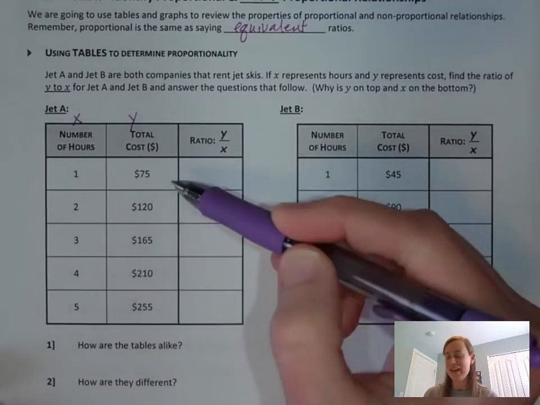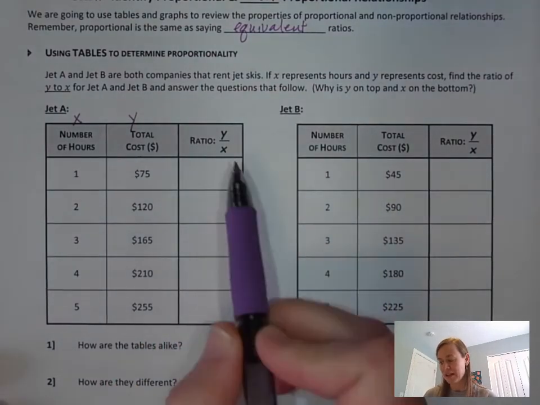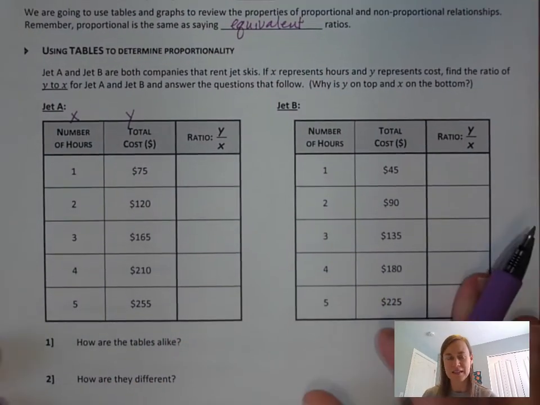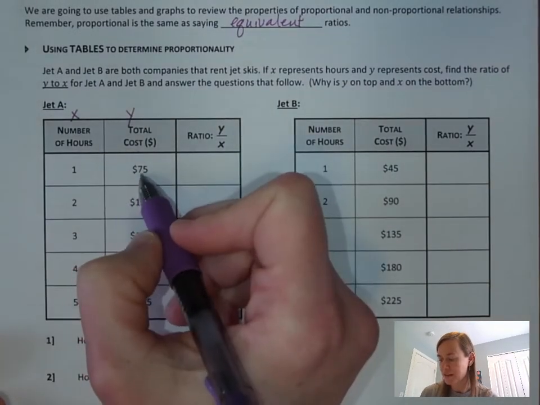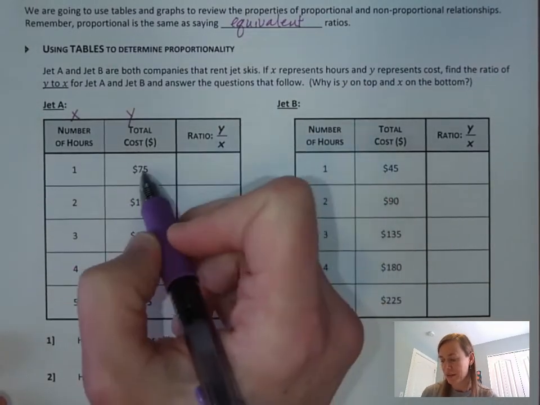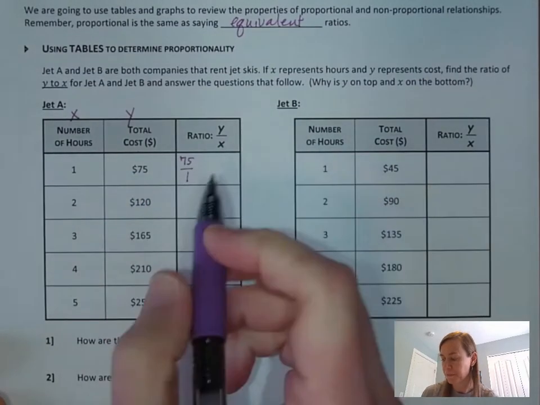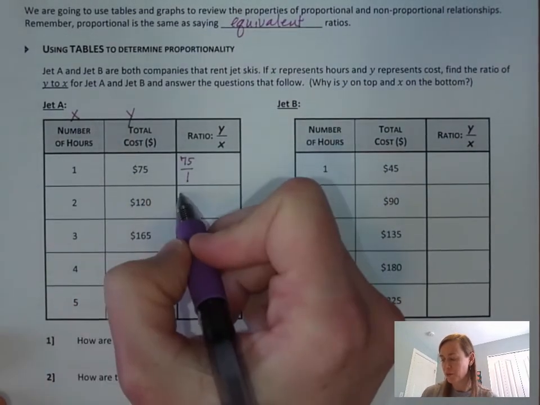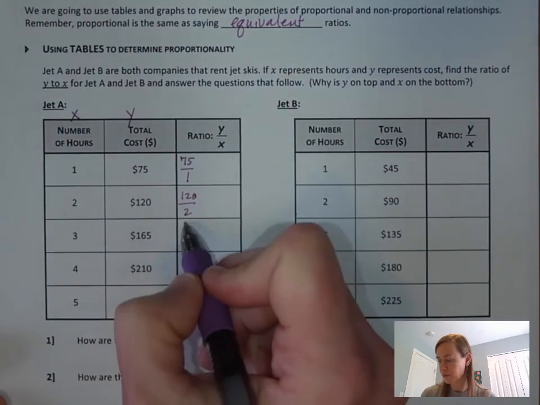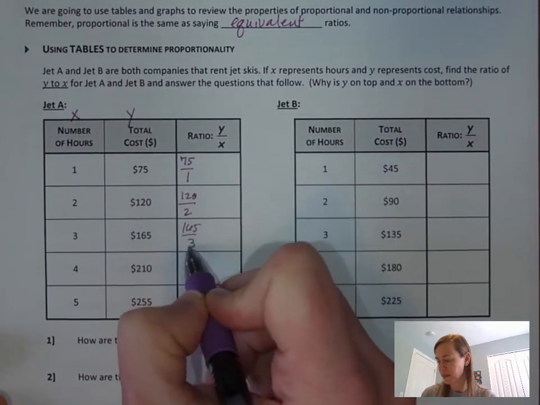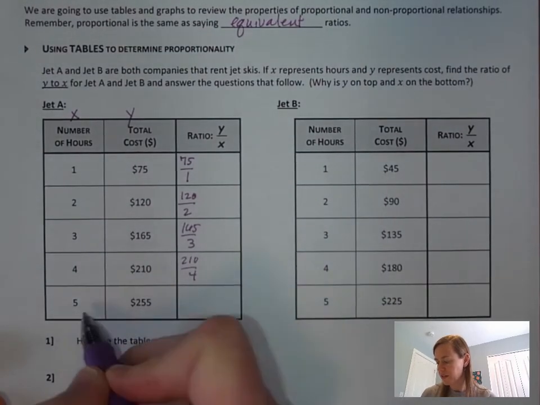Okay, so let's go ahead and fill out the ratio. I want you to write these ratios over here toward the left because there's more that we're going to write on the right. Okay, so number of hours 1, total cost 75. So we're putting the Y on top, so 75 goes on top and 1 goes on bottom. For this next row, we're going to put 120 on top and 2 on the bottom. Here 165 over 3, and here 210 over 4, and here 255 over 5.